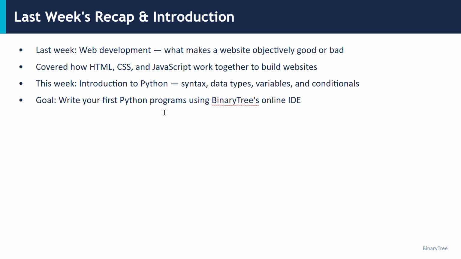We're starting off with a quick recap of last week. Last week, we looked at web development, what makes a website objectively good or bad, and how HTML, CSS, and JavaScript work together. This week, we go from describing websites to actually building programs. Our focus is Python's syntax, data types, variables, and conditionals. And our goal is to write your first programs right in BinaryTree's online IDE.